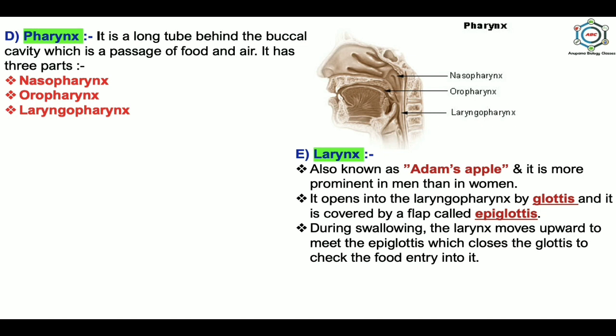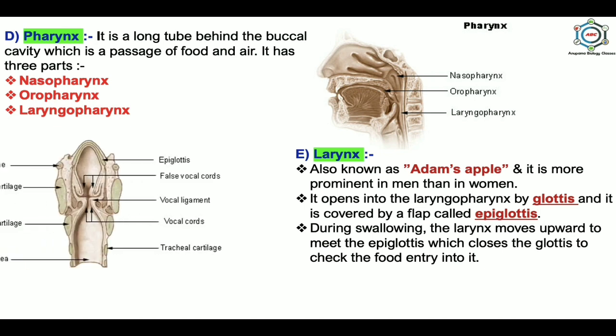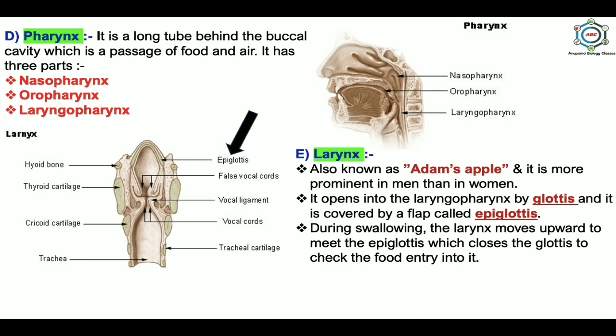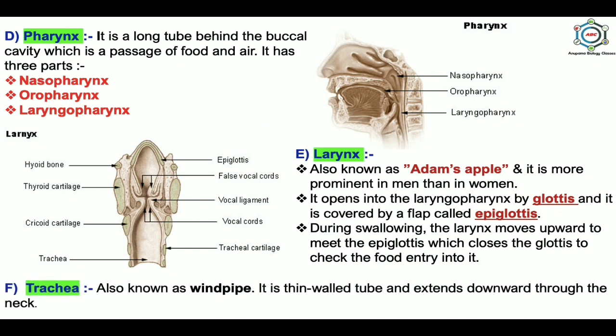Larynx is also known as Adam's apple and it is more prominent in men than in women. It opens into the laryngopharynx by the glottis and it is covered by a flap called the epiglottis. During swallowing, the larynx moves upward to meet the epiglottis, which closes the glottis to check the food entry into it. Besides being part of the respiratory tract, the larynx also acts as the voice box. Now, this larynx opens into the trachea.